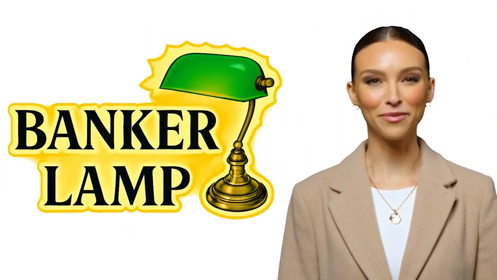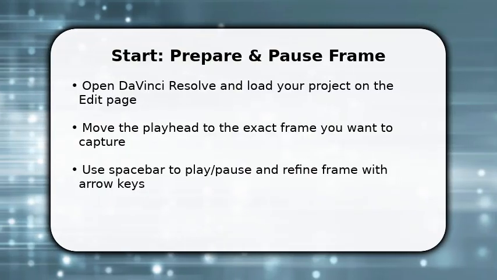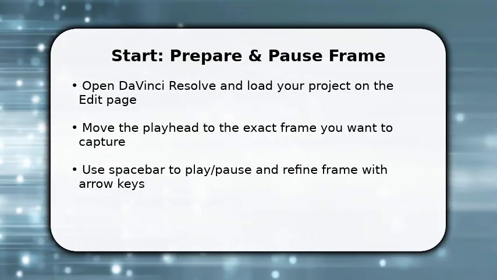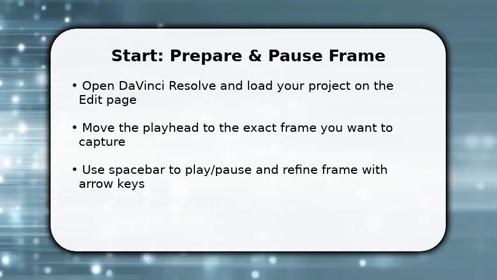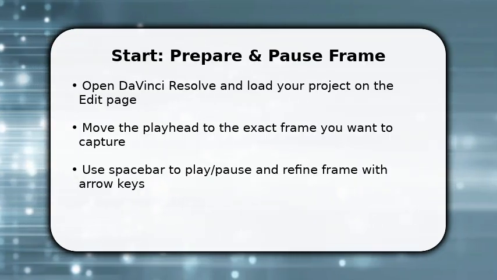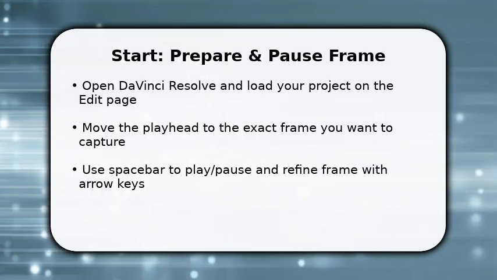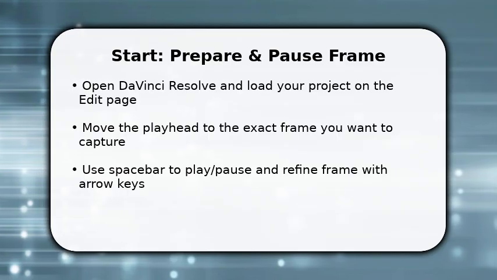Please enjoy the video. You already have the clip on your timeline. Now grab the precise frame. Move the playhead to the desired moment and zoom the timeline if needed so you hit the exact frame. Once positioned, pause playback and nudge frame by frame with the arrow keys for pixel-perfect selection.